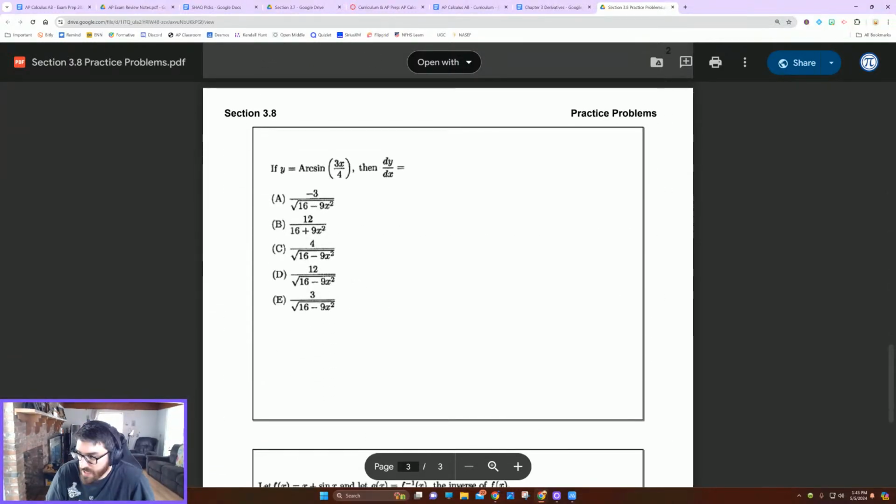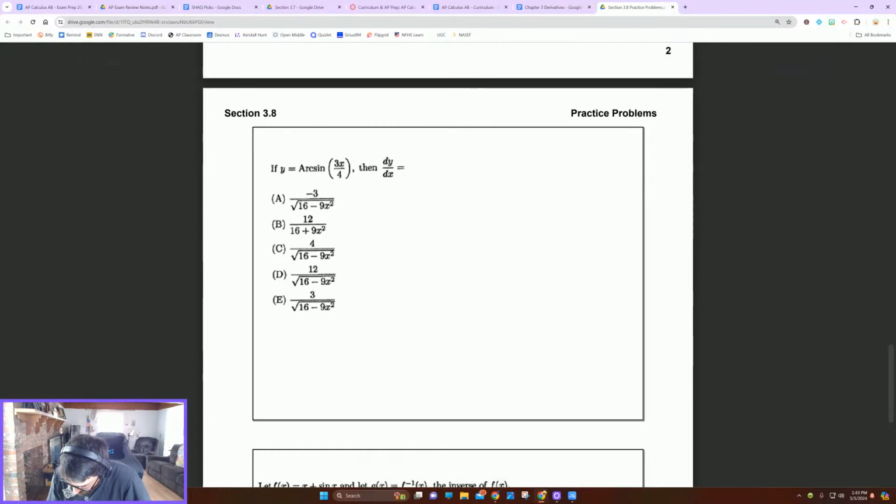Okay, Genevieve, this is your problem. I'm just going to write it down on my iPad. I don't need to take a fancy picture. So y equals arcsine of 3x over 4, then dy/dx equals question mark. Okay, I've got that back.